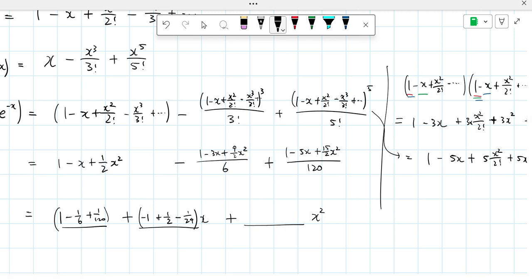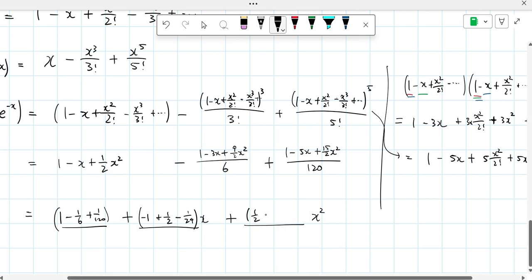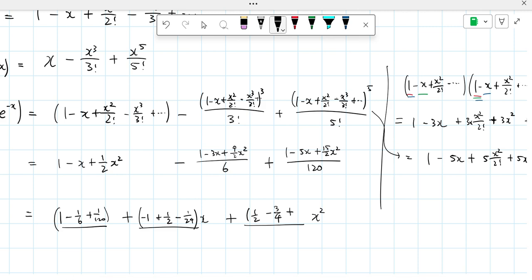And lastly, it's going to be 1 over 2 minus 9 over 2 divided by 6. 9 over 2 divided by 6 is 3 over 2 divided by 2, 3 over 4. Plus 15 over 2 divided by 120. What is 120 divided by 15? 8. That'll be 1 over 16.